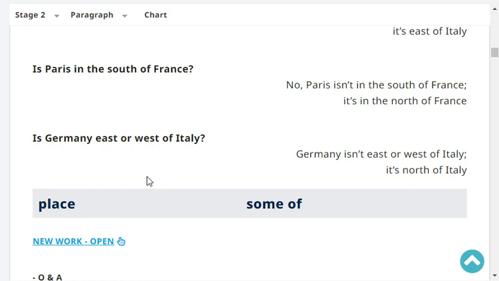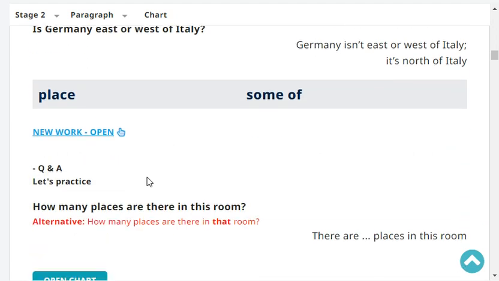Is Germany east or west of Italy? Germany isn't east or west of Italy. It's north of Italy. Very good.